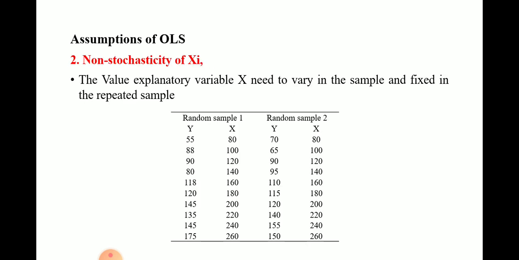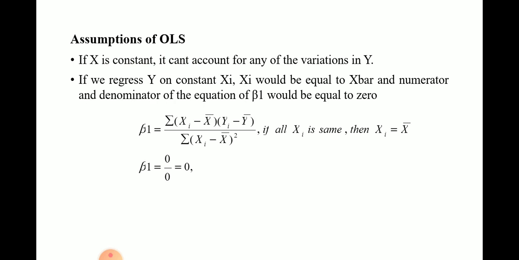The second assumption is non-stochasticity of xi. It means that the value of the independent variable should vary within the sample but be fixed in repeated samples. From a population we take samples. Within the sample, your x value should not be constant for all observations; it should vary. But when you compare one sample with another, the x values of both samples should be the same.